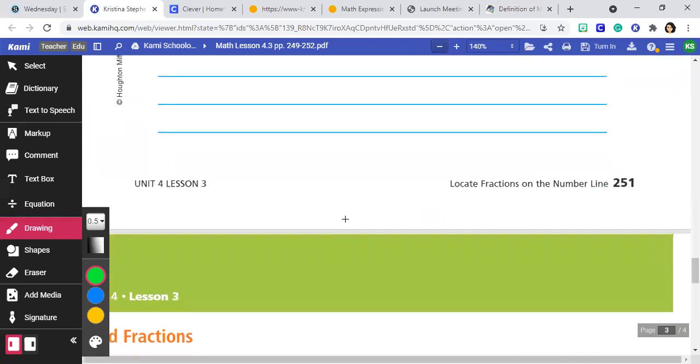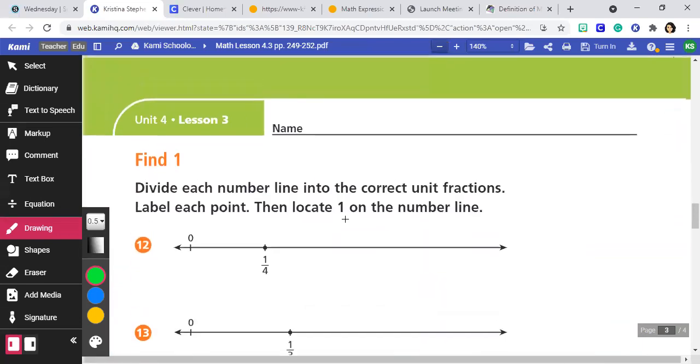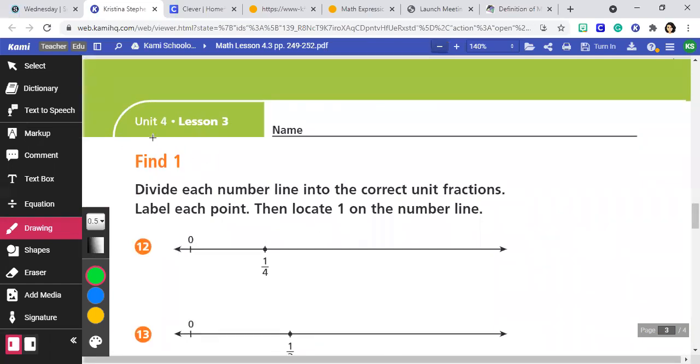Okay, page 251. Our goal here is to find where the 1 is. Notice on my number line, it is not listed. You are going to use this unit fraction and you are going to estimate where to put the other points so you could put the number 1 where you believe it best fit goes. So divide each number line into the correct unit fractions, label each point, then locate 1 on the number line.